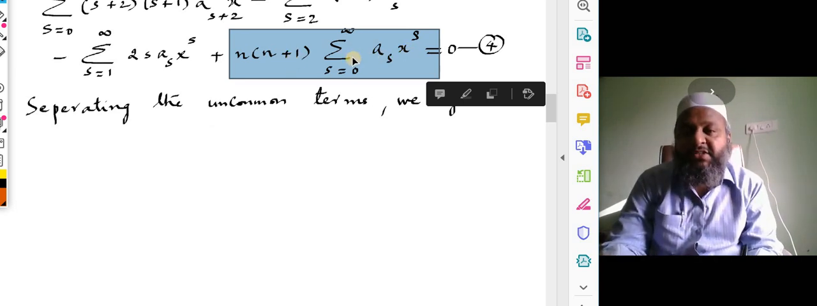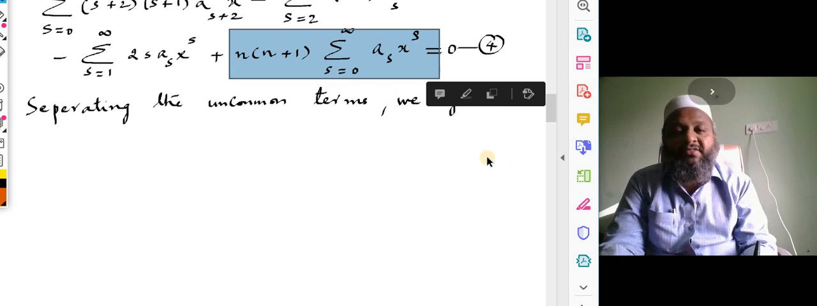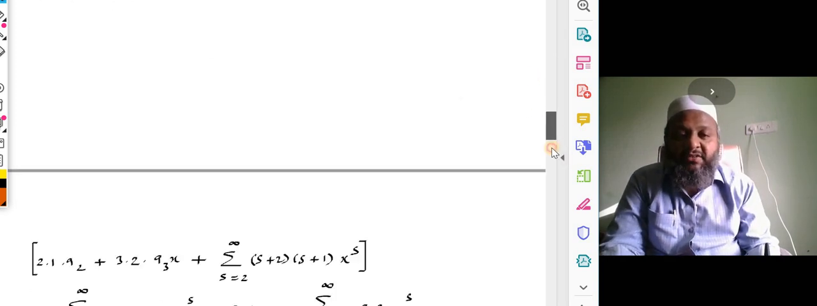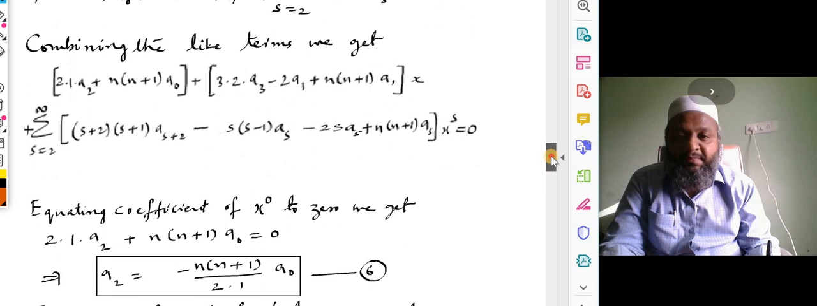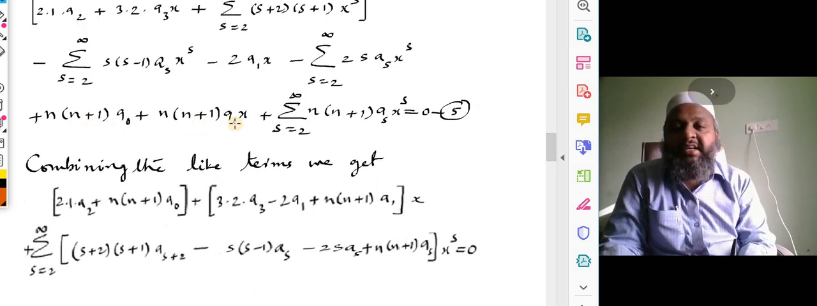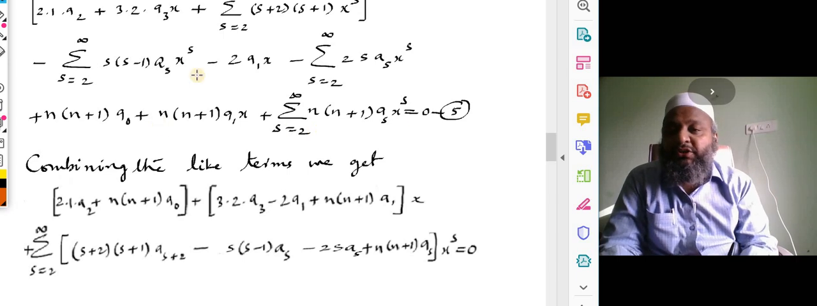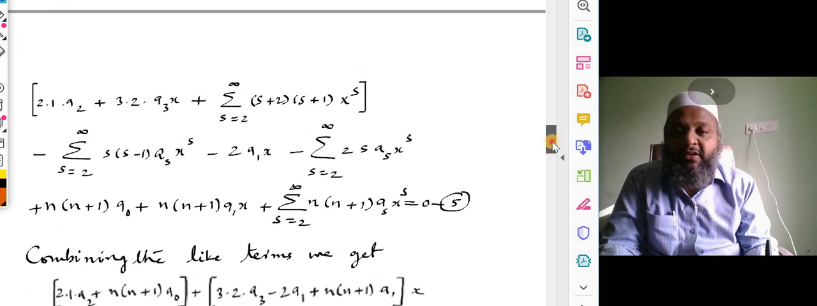So n into n plus 1, a naught is one term, n into n plus 1 into a1 x to the power of 1, that is a1x. So the two terms if you separate, the remaining summation will be s is equal to 2 to infinity as x to the power of s. That is what is written. You can see here the last one: n into n plus 1 a naught, n into n plus 1 a1x, then n into n plus 1 as x power s is as it is, but s is starting from 2 onwards. So this is by separating the uncommon terms.